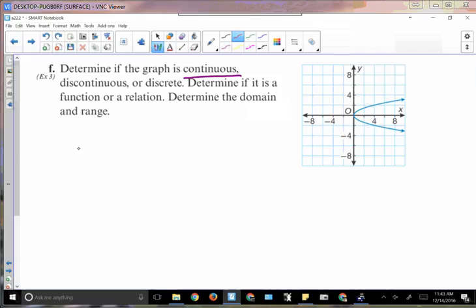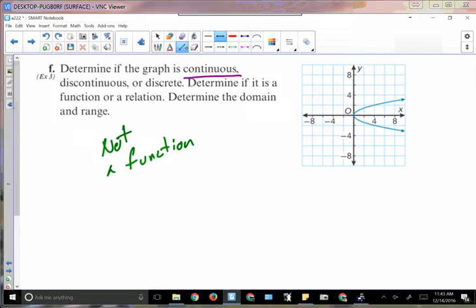Actually, I should probably ask this question first. Is it a function? Not a function. No. Reason why. Okay, remember when we talked about this horizontal line test? If I drag a horizontal line through this, how many places is it hitting the graph right there? 2. No, that's the vertical line test, and that tests for inverse. So, this does not pass the vertical line test. It is not a function.